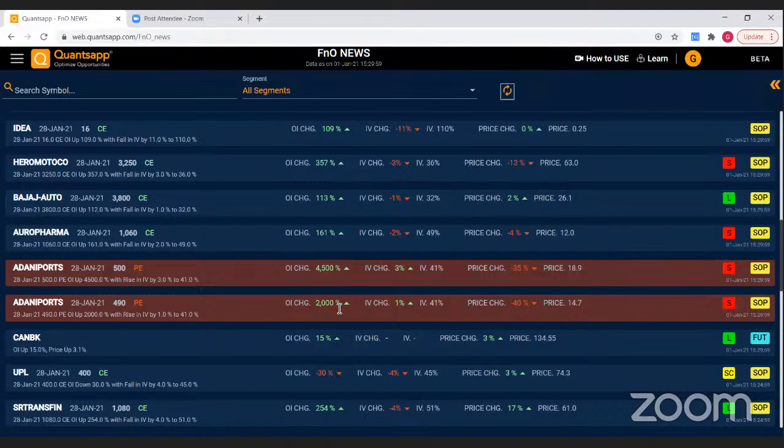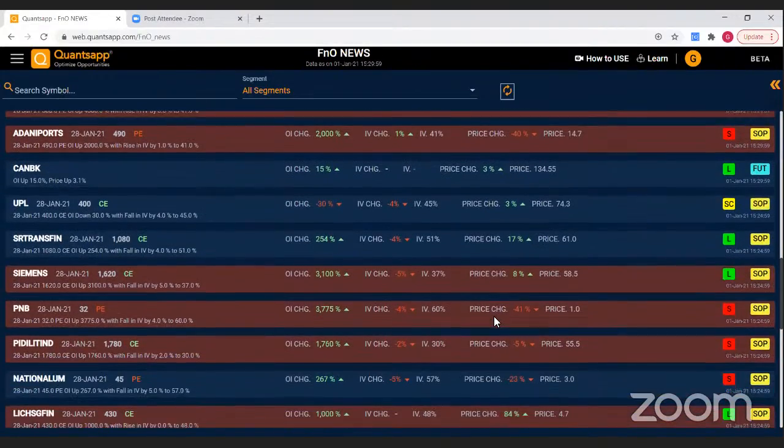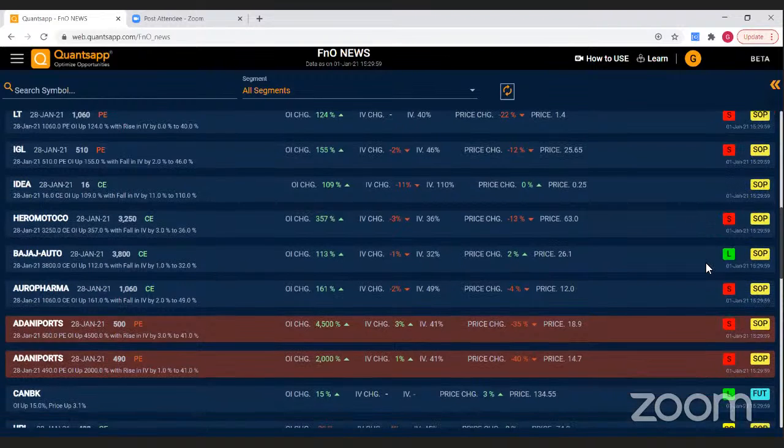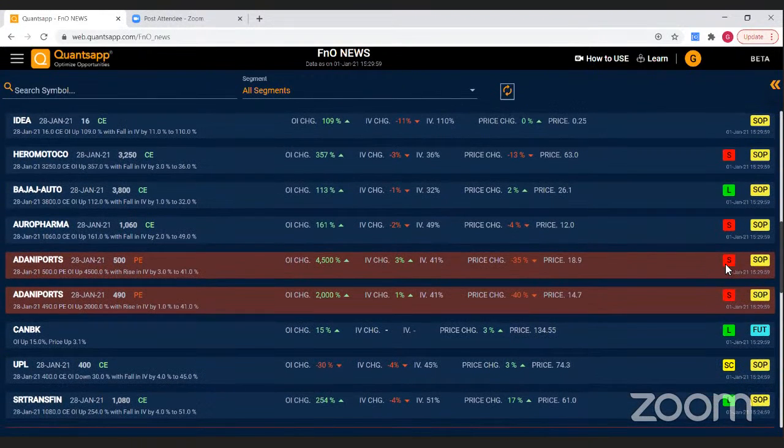This gives me a view, telling me that at this particular strike of this particular stock, something happened. On the put side, both are on the short, so you can see the buildup going on at that particular strike. When you see S, that means short. Short means that the prices are going down. You can see the price change is negative 35%, but the OI is increasing.